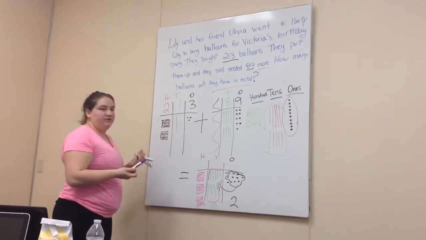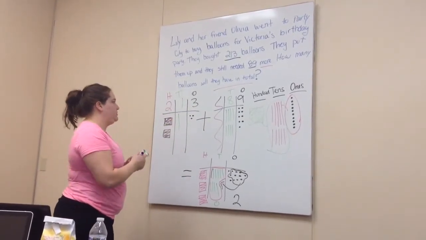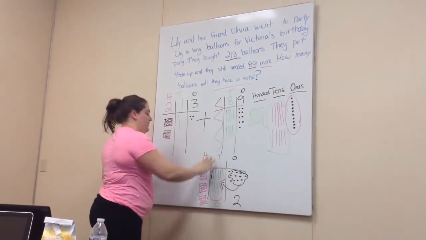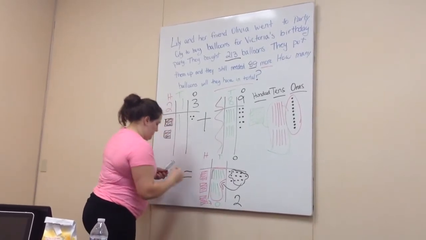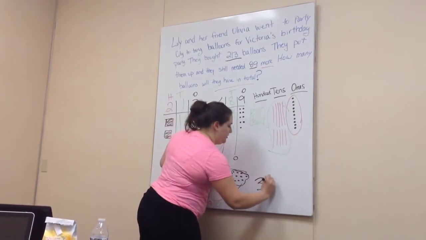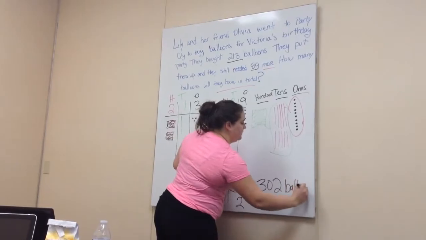Now a misconception for a student would be, well, why is there nothing there? So we need to make sure and let them know that we're only using the tens and the ones place, so there would be nothing here, so we don't have to worry about it. Now this would be 3. So your total would be 302, and that's how many balloons they would have in total.